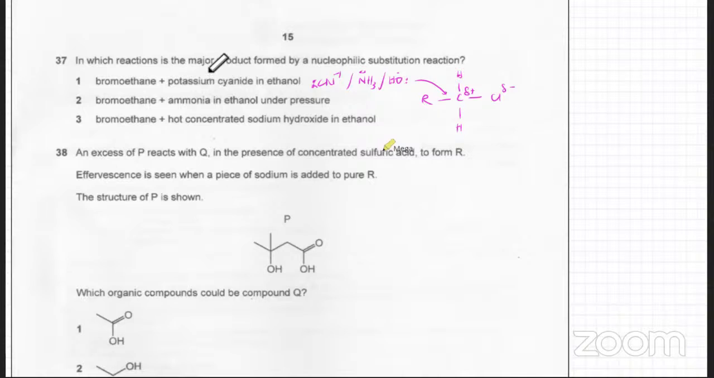So in which reaction is the major product formed by a nucleophilic substitution reaction? The first one is correct. That's the condition, KCN ethanolic. Those are the conditions if you want to substitute CN minus in place of Cl or a halogen. Ammonia in ethanol under pressure, that's also true. Those are the conditions for ammonia. You can either heat it in a sealed tube at higher pressure or you can use ethanolic ammonia.